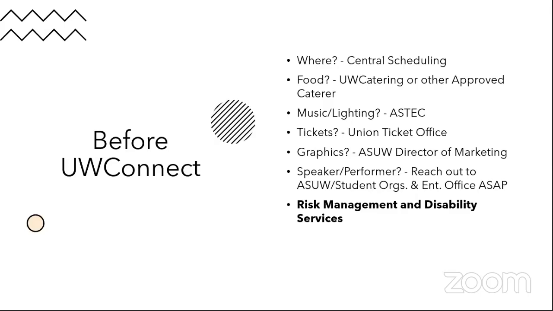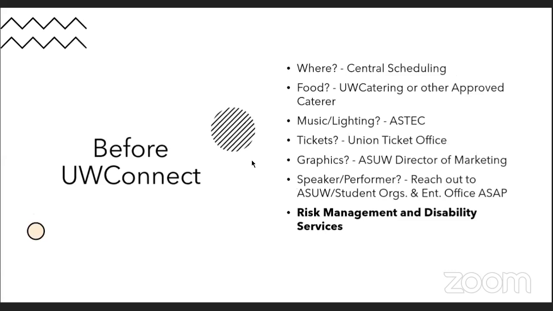If you're planning on having any food at your event, you'll have to reach out to UW Catering or other approved catering services. If you're planning on having any music or lighting, or you need a microphone, any of those kinds of services, you'll reach out to Aztec. If you're gonna have tickets for the events, you'll have to reach out to the Union Ticket Office. If you're gonna need graphics, you'll reach out to the ASUW Director of Marketing, and I'm sure that they will have some things to tell you about that later.